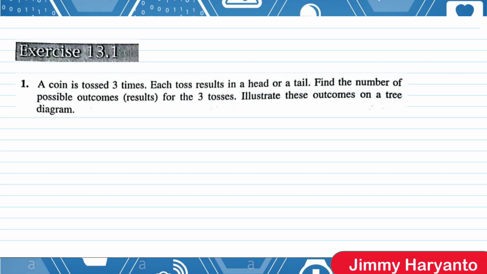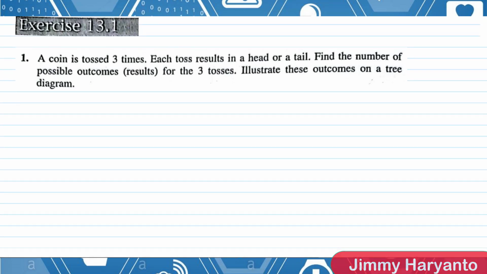Okay guys, so this is the solutions for exercise 13.1 and exercise 13.2. For 13.1, number 1: a coin is tossed 3 times. Each toss results in a head or tail. Find the number of possible outcomes for the 3 tosses. Illustrate these outcomes on a tree diagram. So this question wants you to solve it using a tree diagram.